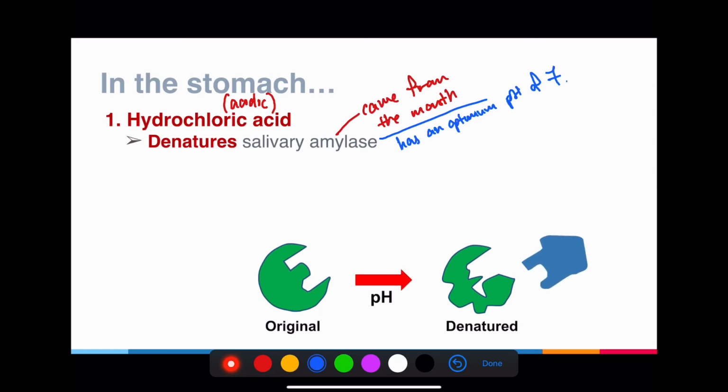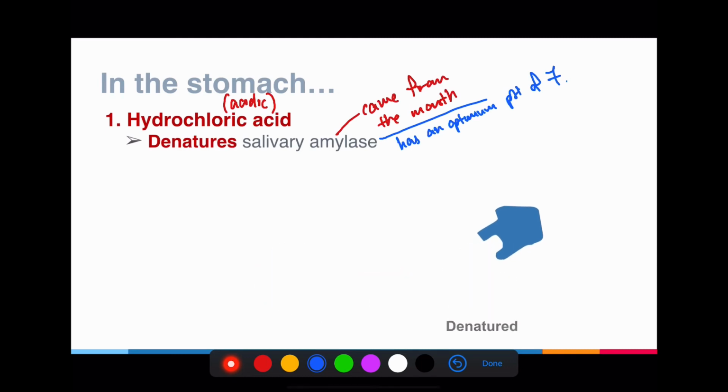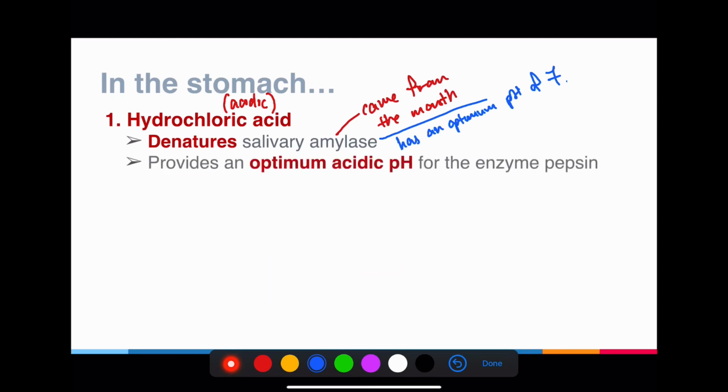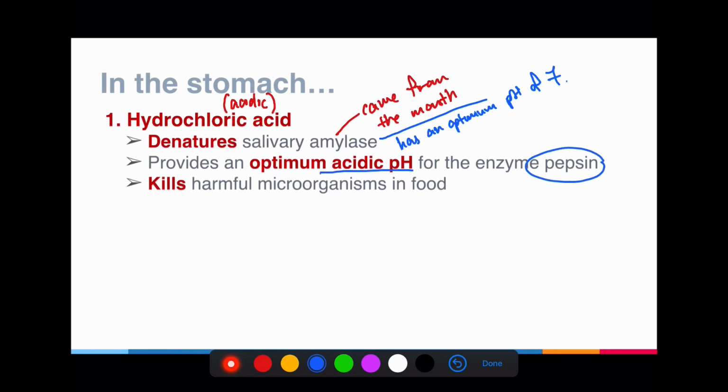The second function of your hydrochloric acid is that it allows an optimum acidic pH for the enzyme called pepsin. And last but not least, it helps to kill off harmful microorganisms that are in the food. So all the bacteria, all the germs, the acid can help to kill off some of them. So this enzyme pepsin functions best under acidic pH.